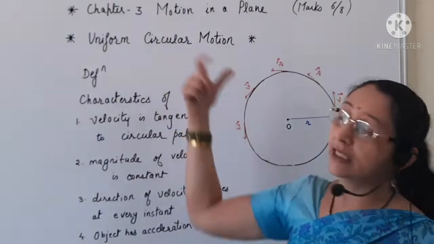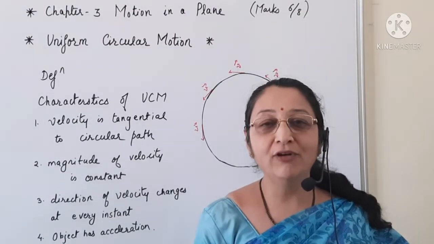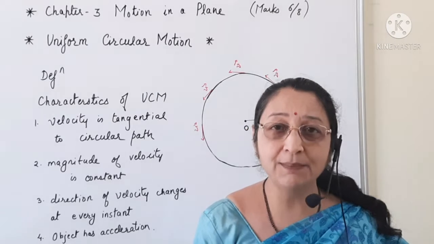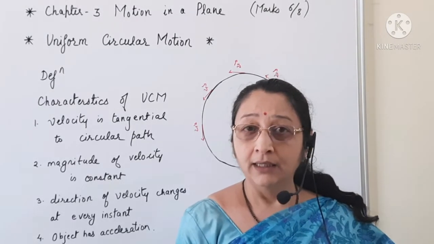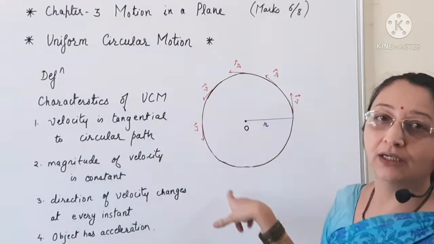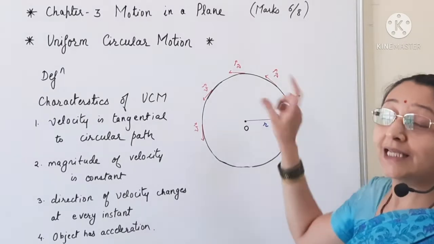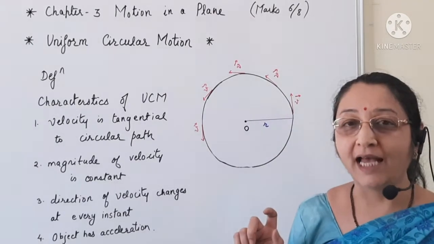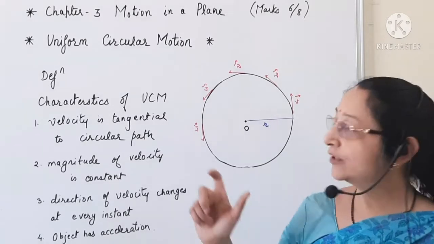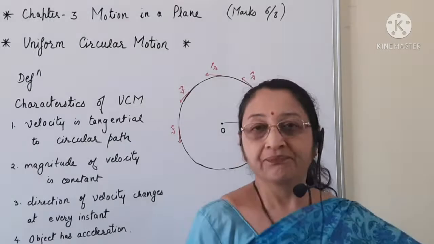Now we are going to discuss today the uniform circular motion. The motion in which the object is always moving with a constant speed and the direction of velocity is tangential to the circular path. Such a motion is called a uniform circular motion. Now we are going to discuss some characteristics of the uniform circular motion.